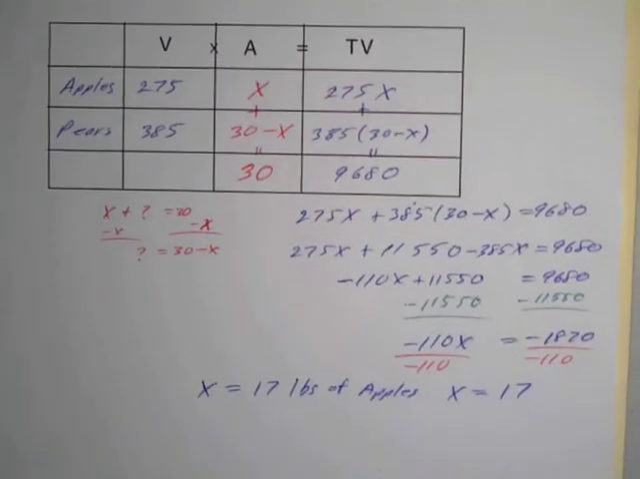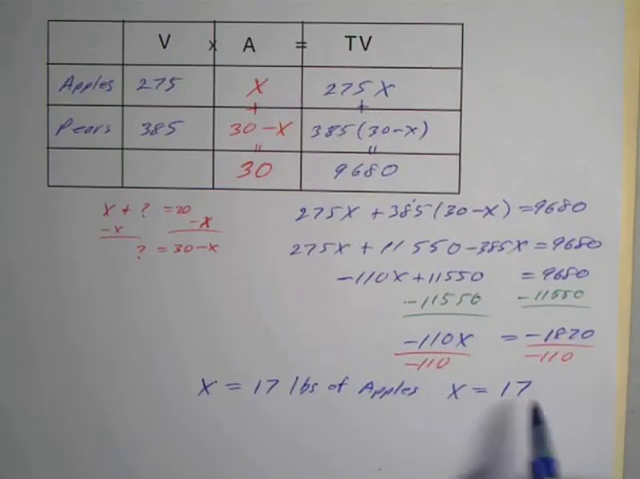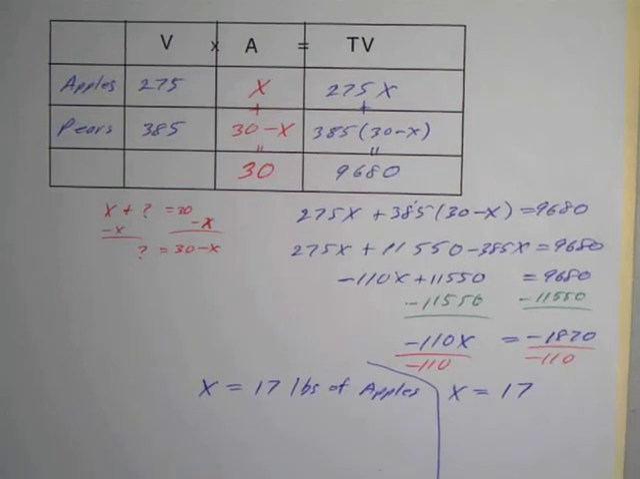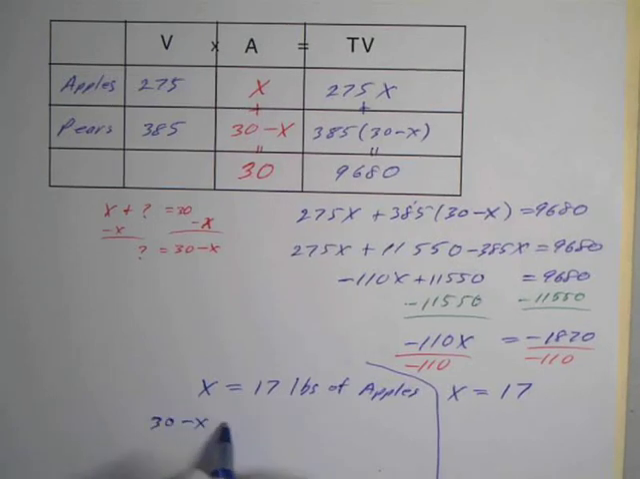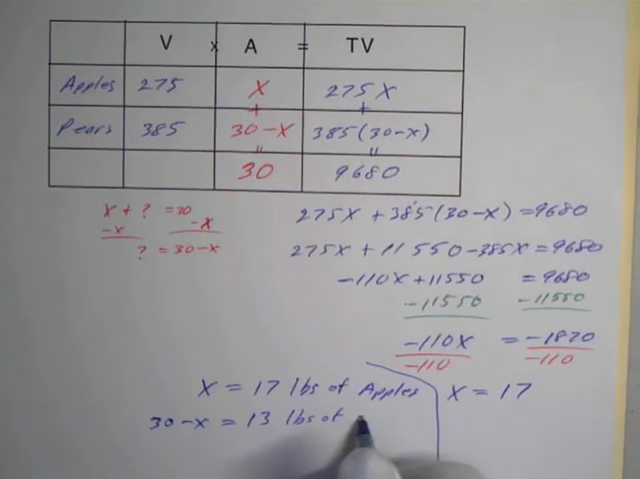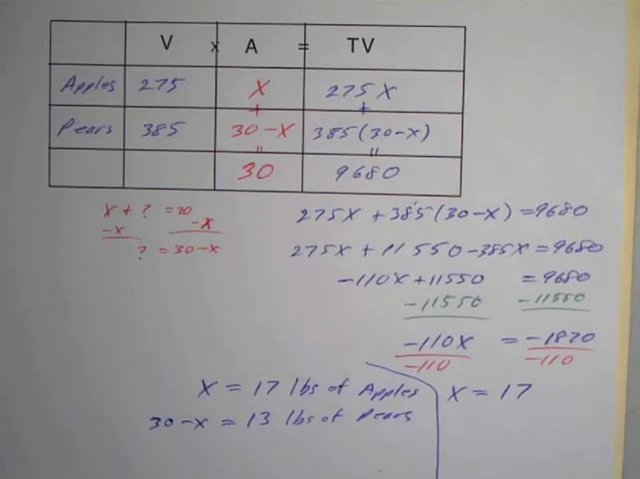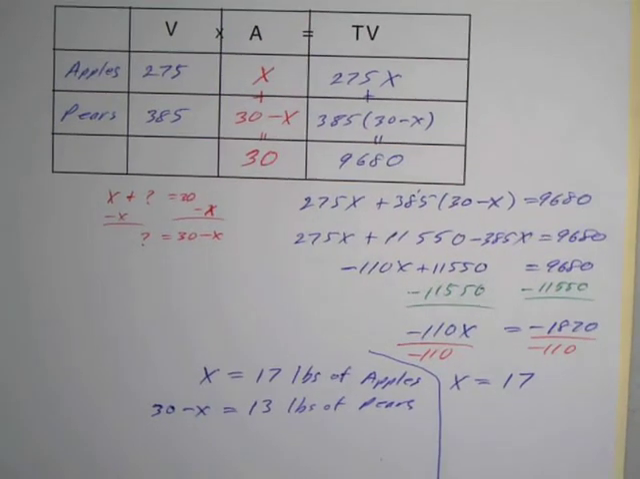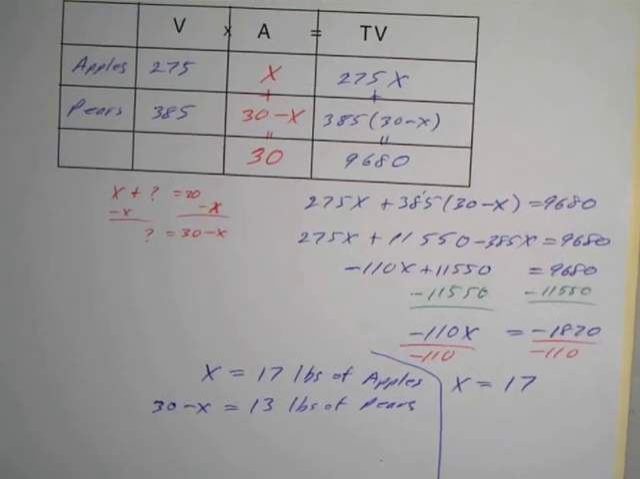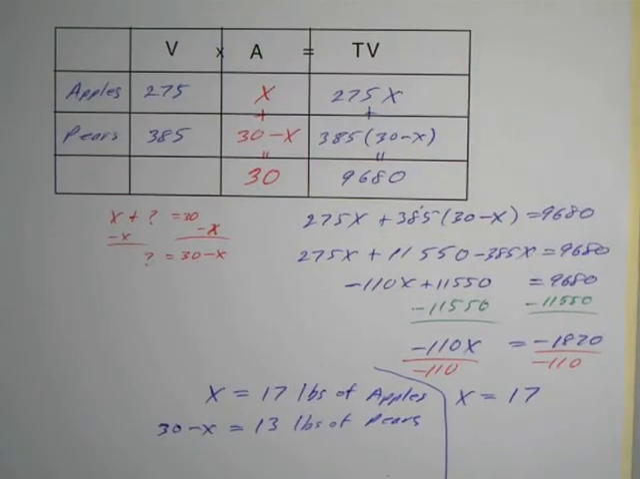All right. I guess I get boxes like this. And then 30 minus x, and 30 minus 17 would be 13 pounds of pears. Okay. So 17 pounds of apples and 13 pounds of pears. Okay, so hopefully you got that all right.